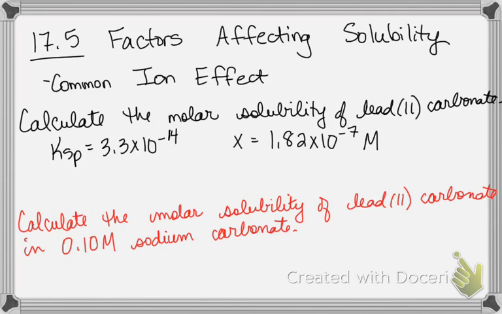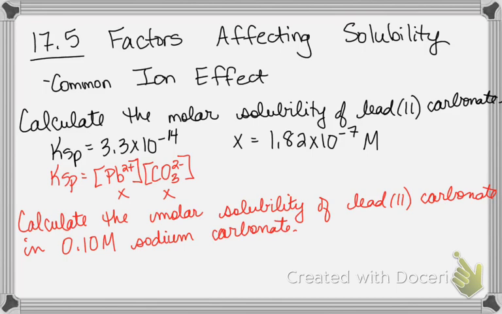Well, I'm going to move back up under this other one. Y'all know that this KSP was arrived at by taking the concentration of the lead times the concentration of the carbonate. Okay, and we plugged in x and x and got x squared, and then we took the square root of the KSP.